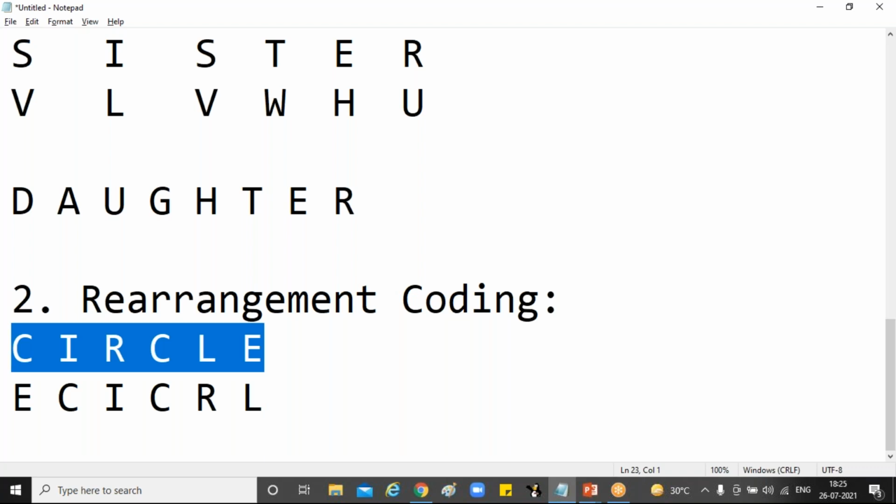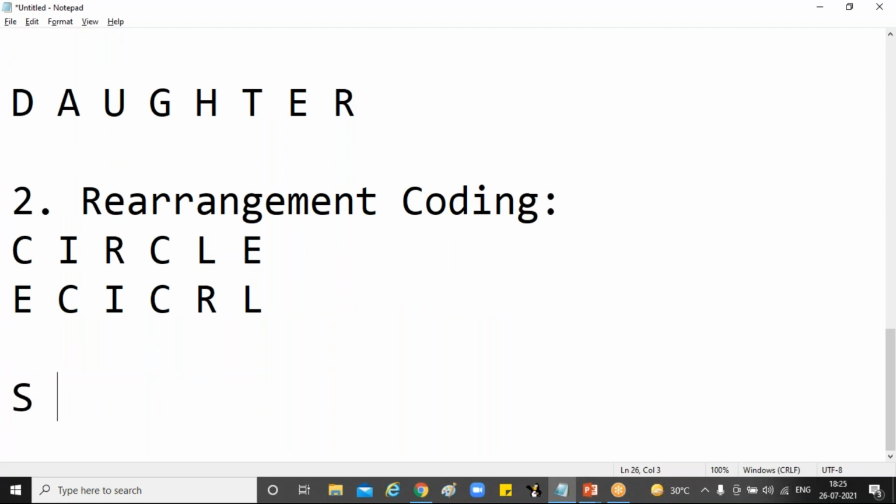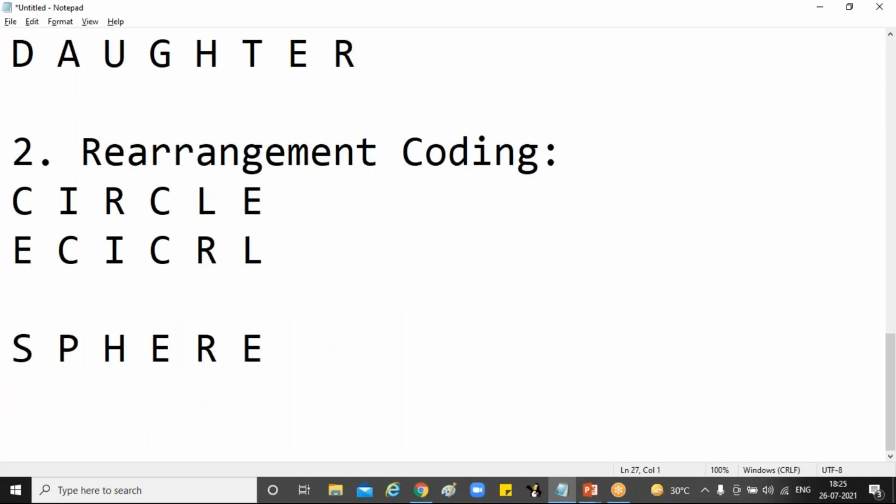So CIR, CLE: by using one particular logic, all letters are rearranged. You have to identify what the logic is. By identifying the logic, you have to get how sphere is coded.